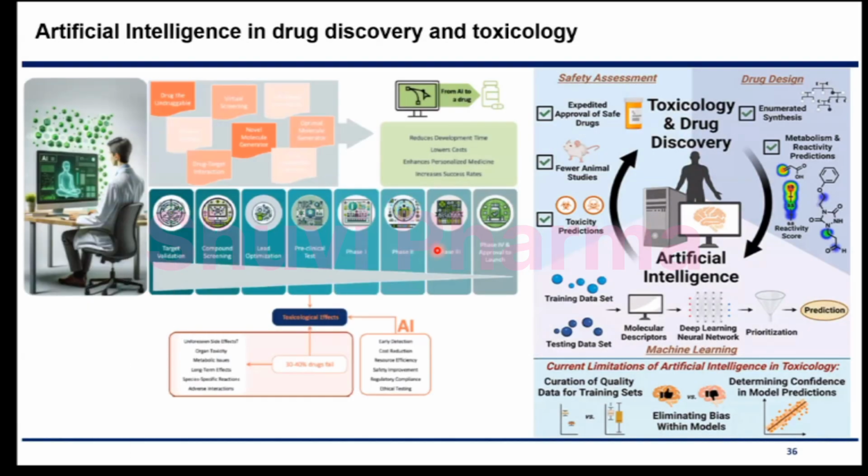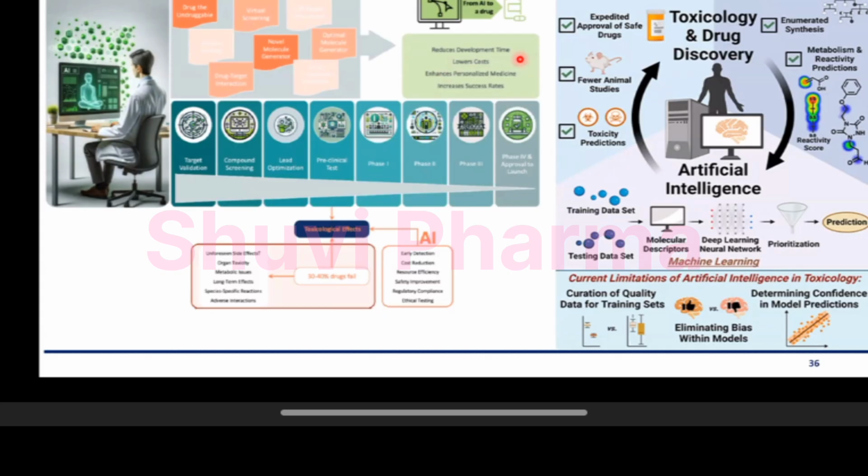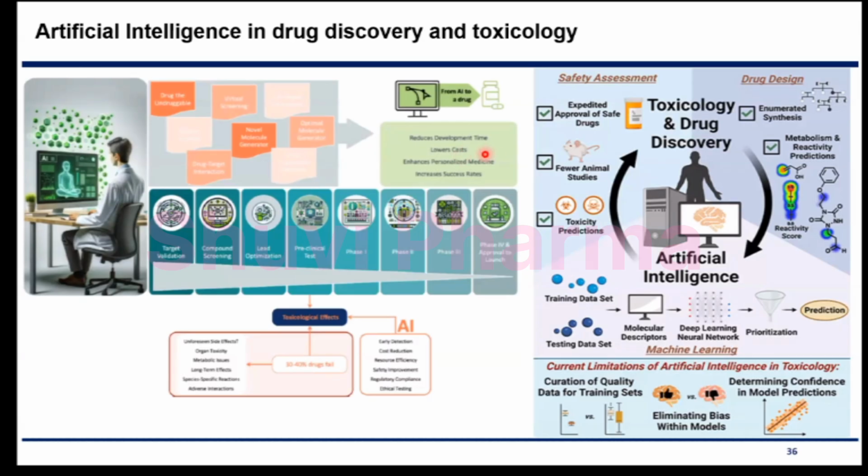So if you look at this slide, in general, this is a drug discovery process. We talked on this earlier, the target validation all the way to marketing. And how can artificial intelligence help you? It reduces the development time because you can predict a lot of things with artificial intelligence. It lowers the cost. It reduces time, cost. It enhances personalized medicine. It increases your success rate in general, right? And if you see here, artificial intelligence can help you.